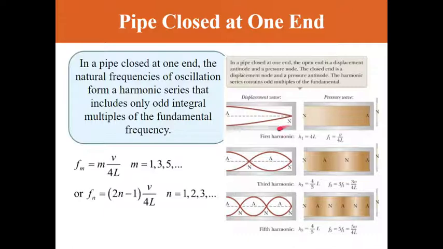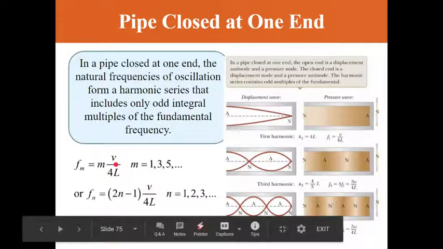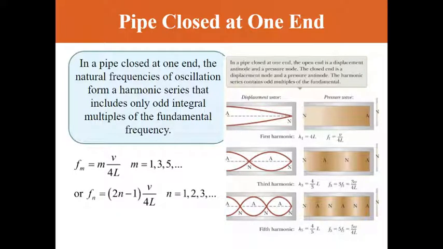The fundamental frequency then is a bit trickier to figure out because it's an odd multiple of the speed of sound divided by 4 times the length of the pipe. Or you can also find it where you have 2n minus 1 as your harmonic number, where n can go from 1, 2, 3, and beyond, times the speed of sound divided by 4 times the length. And this still means that the frequency is incrementing as a multiple of an integer, but now it's an odd integer.